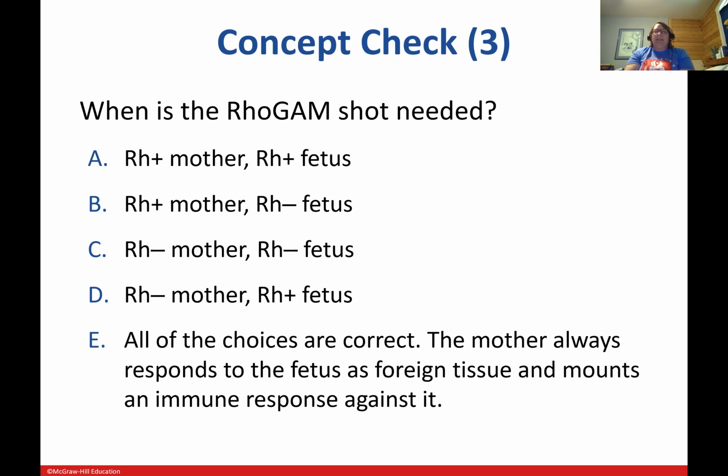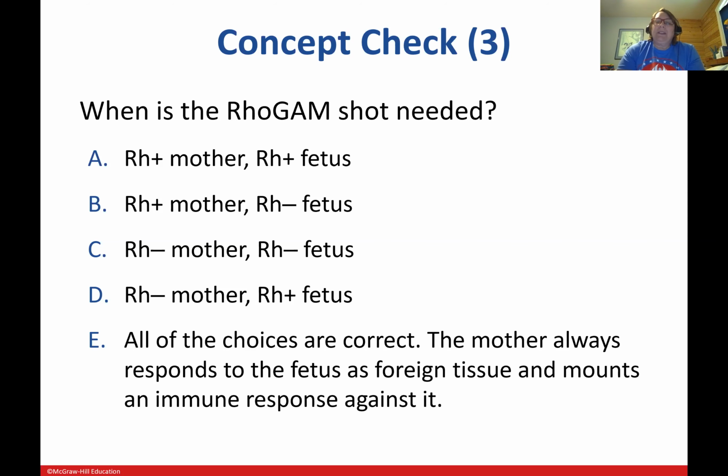Okay, so concept check. When is the ROGAM shot needed? Rh positive mom, Rh positive fetus; Rh positive mom, Rh negative fetus; an Rh negative mom and an Rh negative fetus; an Rh negative mom and an Rh positive fetus; or all of the choices are correct because mom will always mount an immune response to the baby's blood cells. And the correct answer is D.